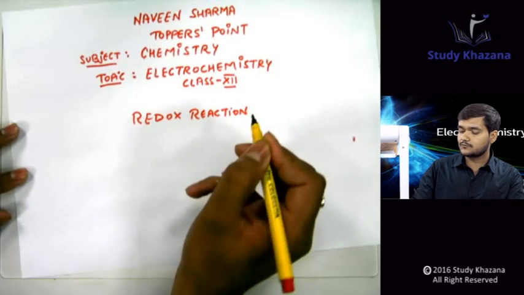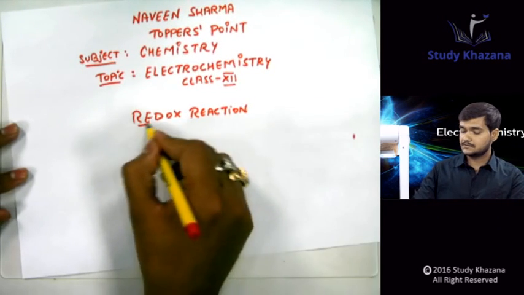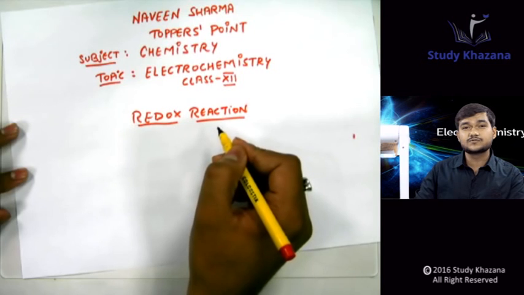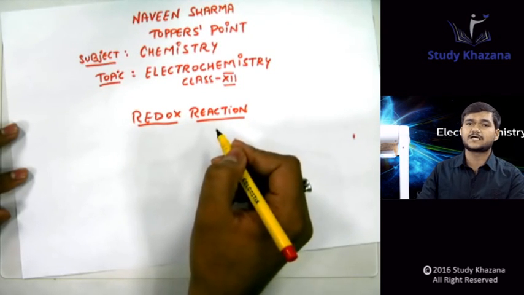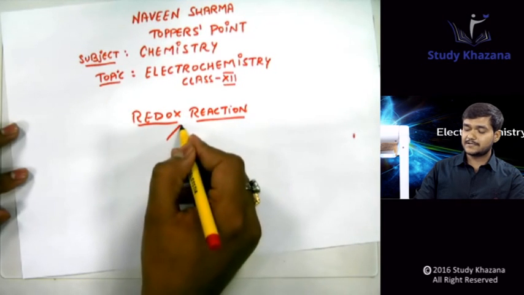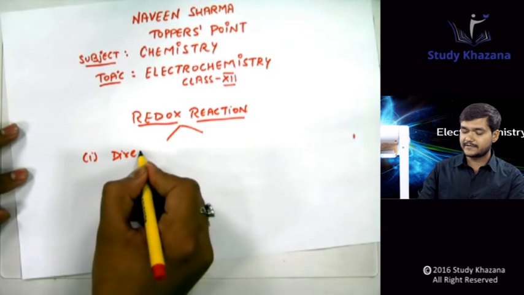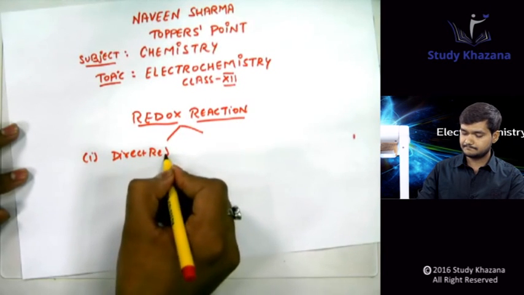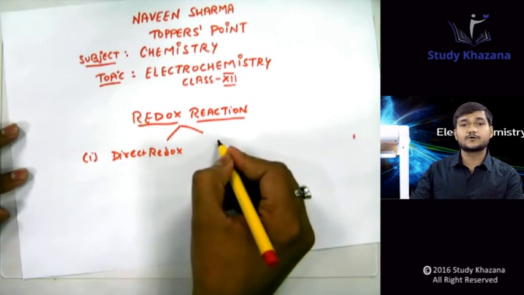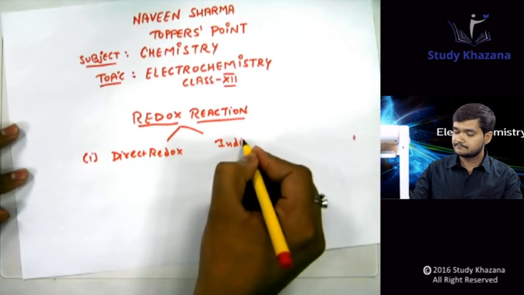You all must have known what redox reactions are. Redox reactions are those reactions in which oxidation and reduction take place simultaneously. And there are two types of redox: one is your direct redox reaction and another is your indirect redox reaction.